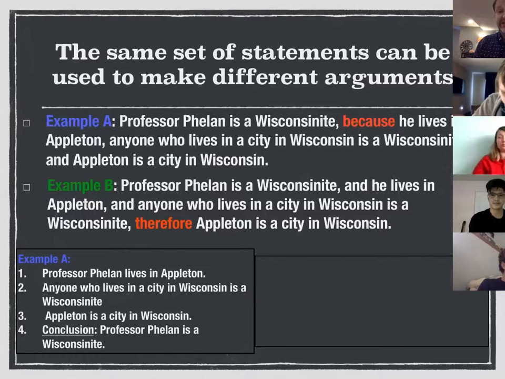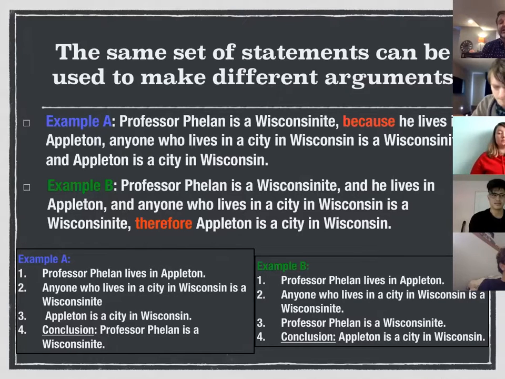Or we might have the second argument, which has a totally different structure. It looks like this. Premise 1, Professor Phelan lives in Appleton. Anyone who lives in a city in Wisconsin is a Wisconsinite. Professor Phelan is a Wisconsinite. And therefore, we could conclude Appleton is a city in Wisconsin, right? So same sentences, but different structure, different order. What is being taken as the conclusion in one argument is a premise in the other, and vice versa, okay?